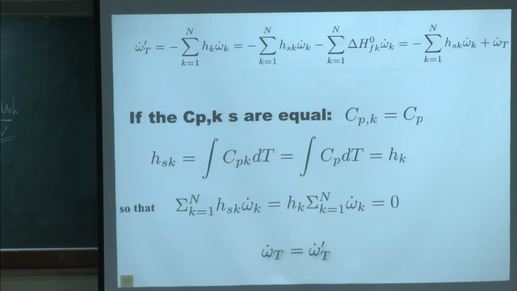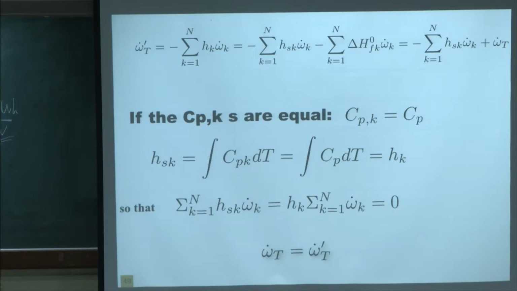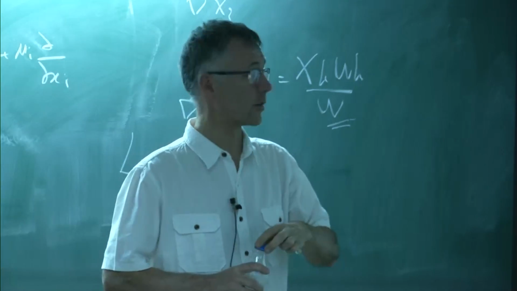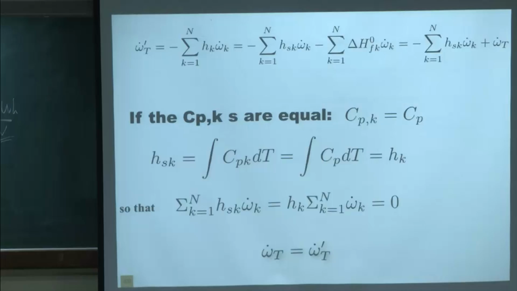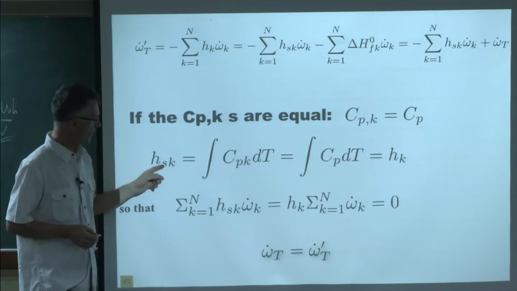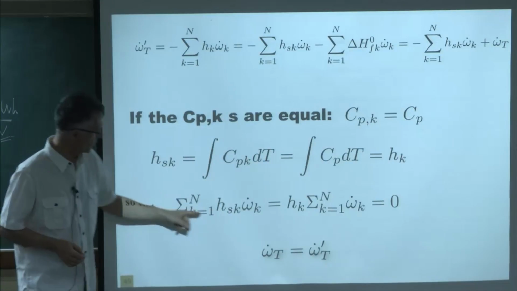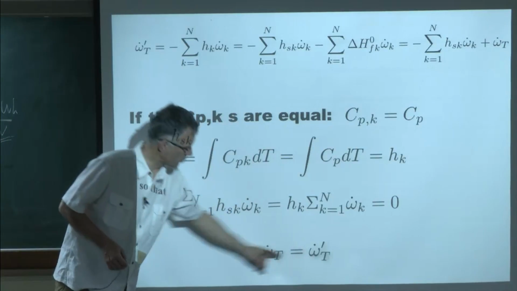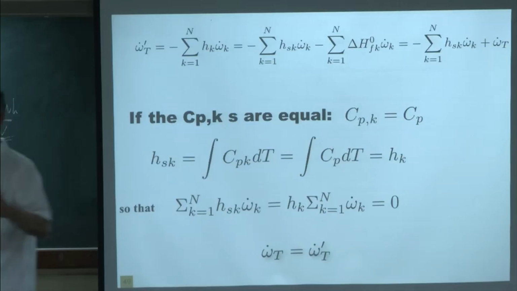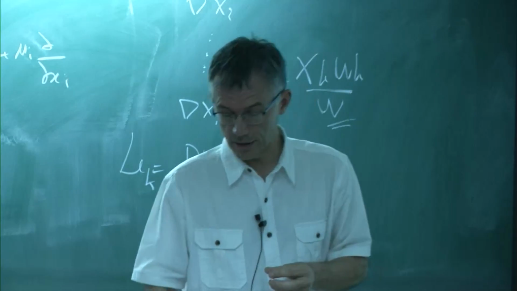Now, there are simplifications. One of the useful simplifications is to say that the Cps are equal. And when we're going to do COE, that's what we're going to say. If the Cps are equal, then all the sensible enthalpies of species are equal to the same thing. And when you sum this term here, hsk omega dot k, it's 0, which really means in that case that the two heat releases, for temperature or for energy, are the same. But that's a specific case, okay? It's true only if all the Cps are equal.